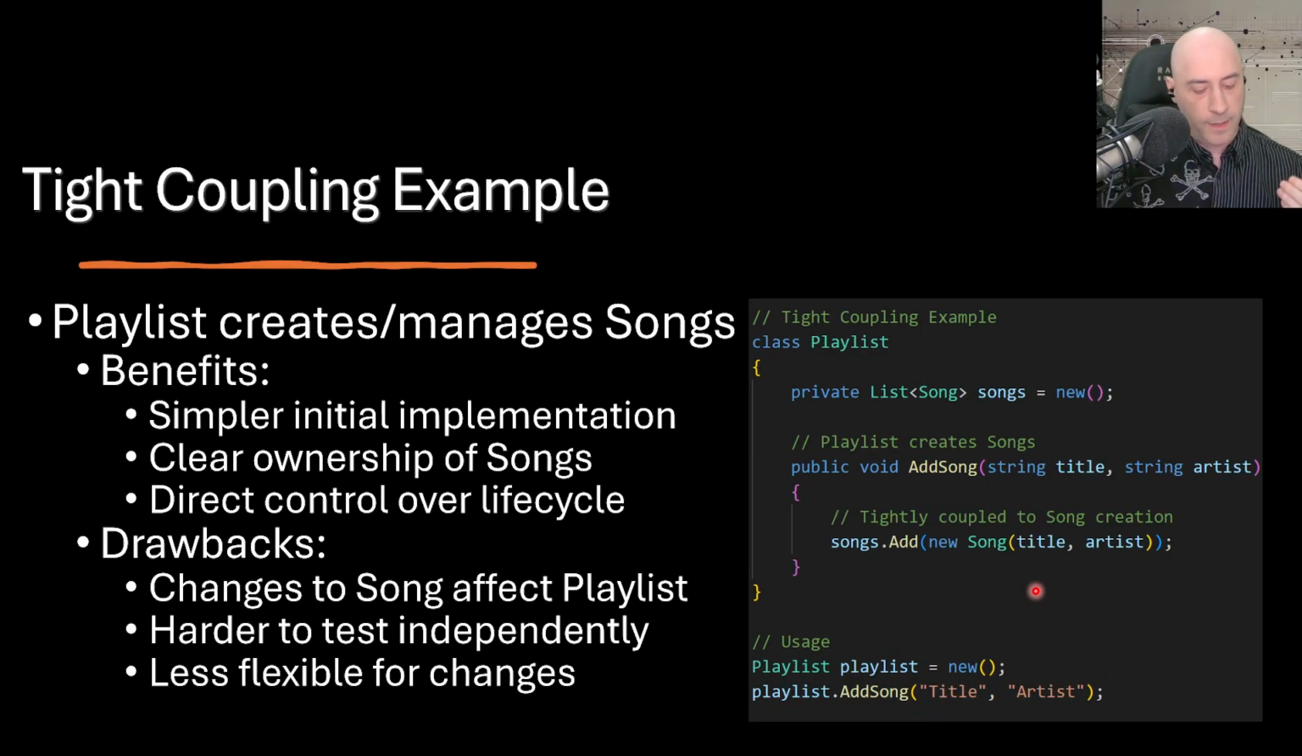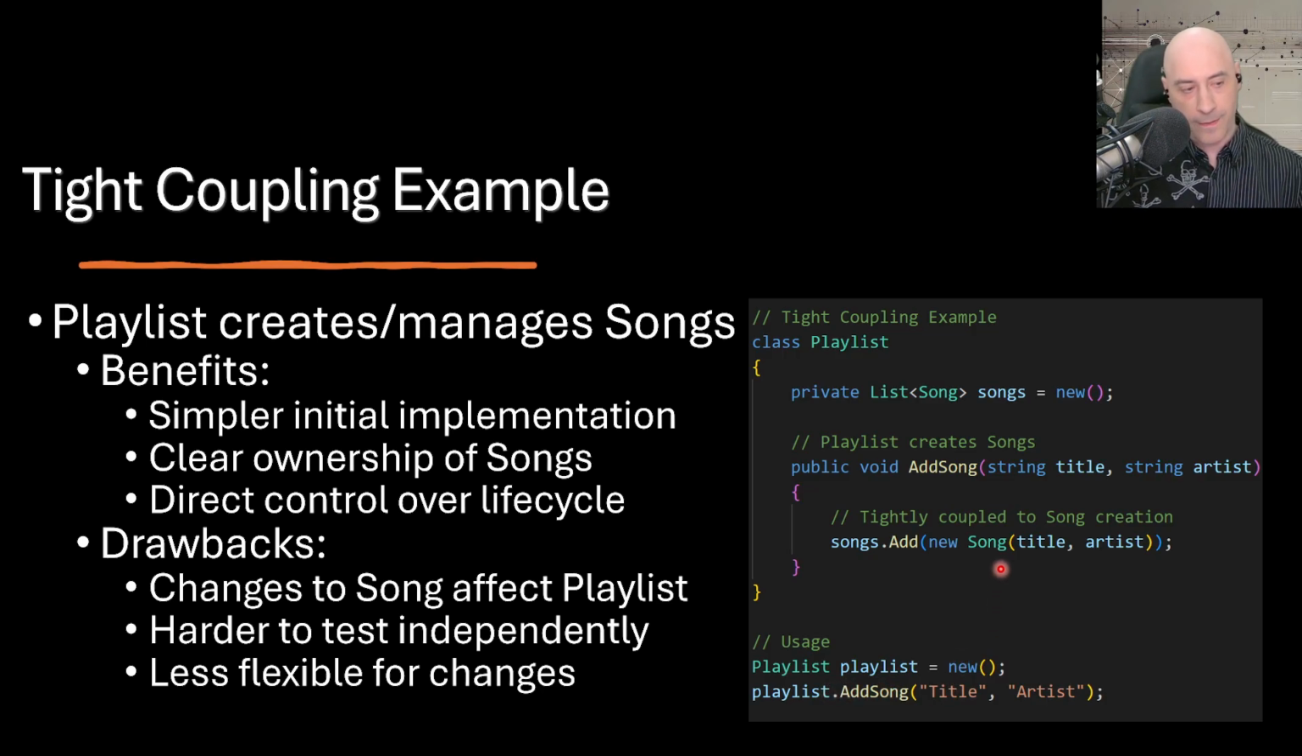In tight coupling, in this version, the playlist creates the songs directly right here where it says new song. So we pass in information about a song, but the actual song is created by the playlist. Notice how Add Song now takes in the title and artist parameters and creates the song itself. This approach is simpler at first. Everything happens in one place. And we no longer have to create the song outside the playlist like we did with the other.